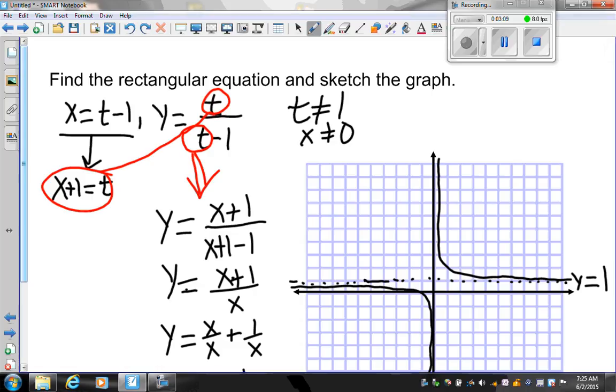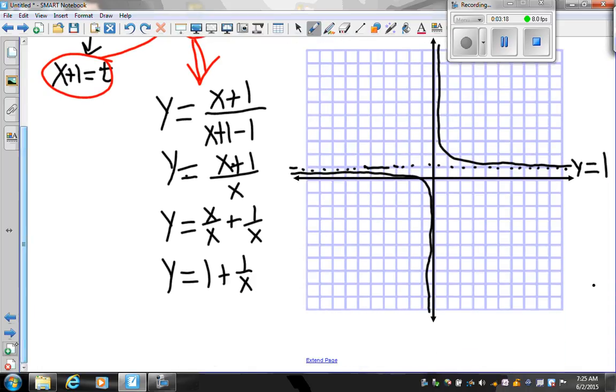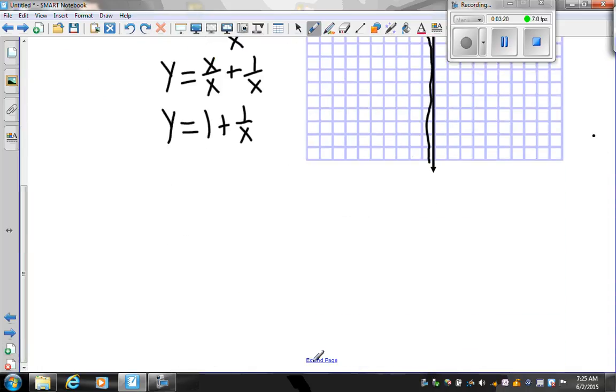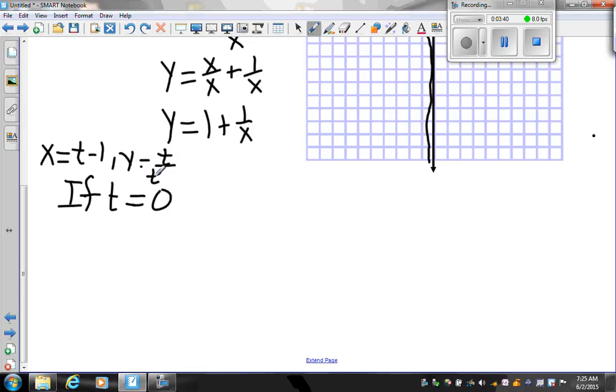Now, if we wanted to figure out the orientation for this graph, we're going to need some points. And the points need to be related to values of t. So we pick t's that are smaller, and then they move to larger t's. So if, for instance, t is equal to 0, well, remember our equations, x is equal to t minus 1, and y is equal to t divided by t minus 1.